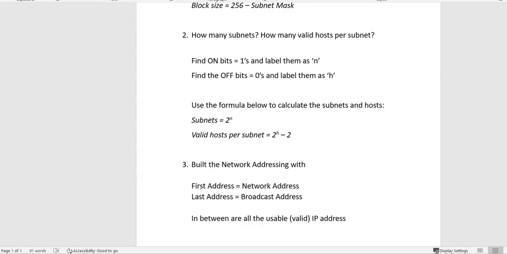Hello and welcome again. We were in the middle of doing subnetting for class C. We were up to this stage where we were building the network address. We stopped there, and now we're going to continue to build the network.